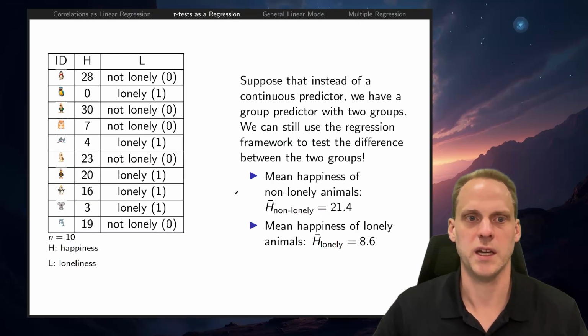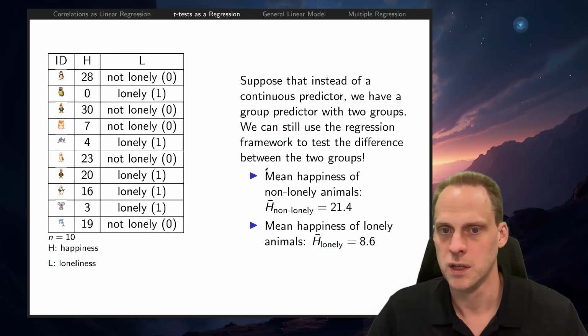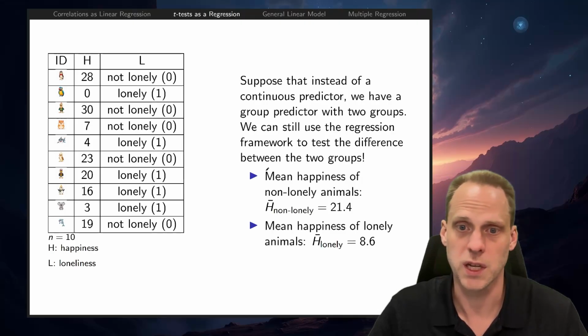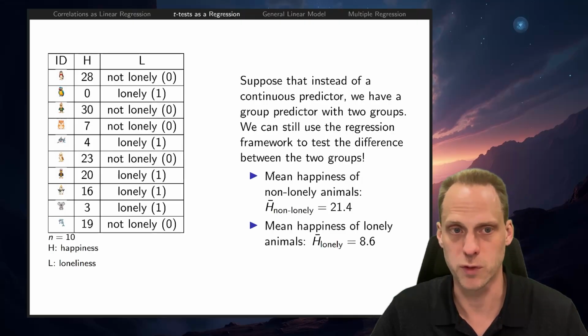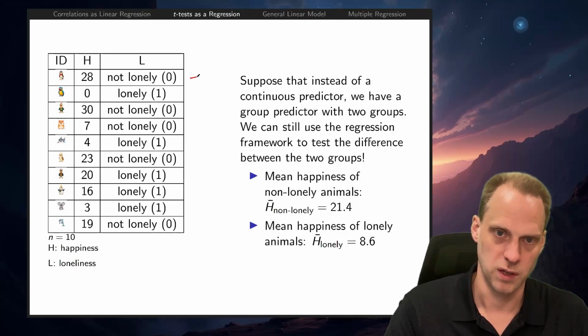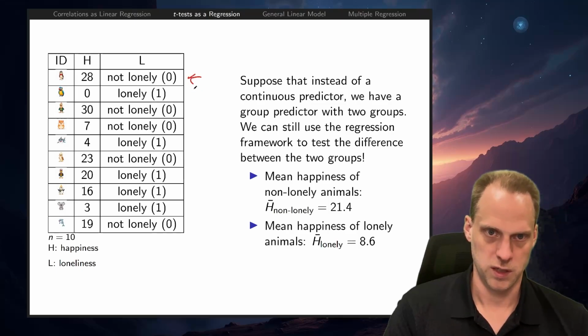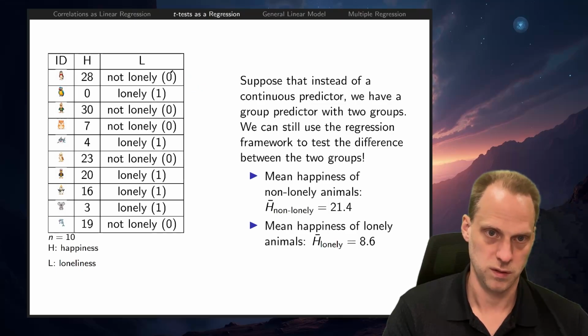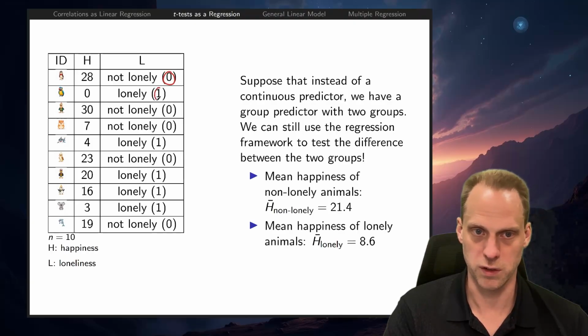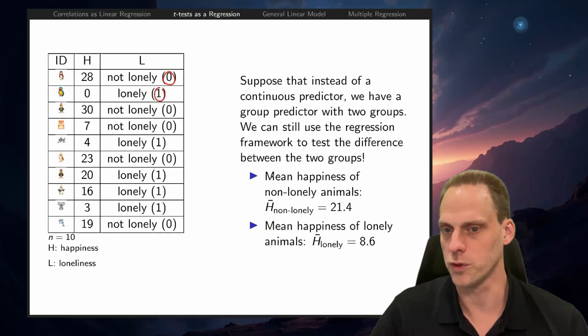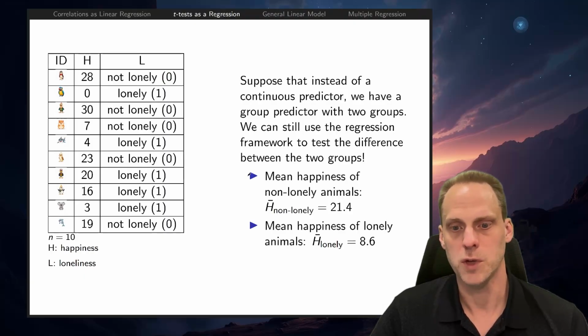Now let's say I have loneliness not measured as a continuous variable, but let's say I have measured it in different groups. I just have not lonely or lonely. And suppose I say that not lonely is 0 and lonely is 1, which is what we call a dummy encoding. Okay. We can calculate the mean between these two groups.